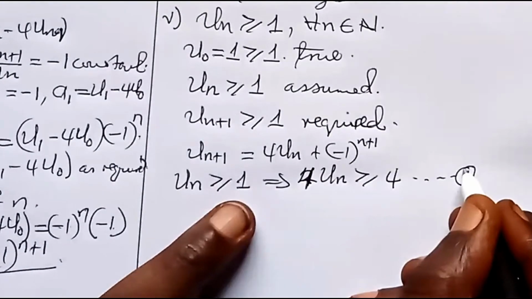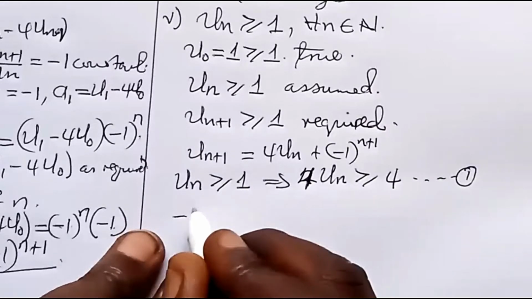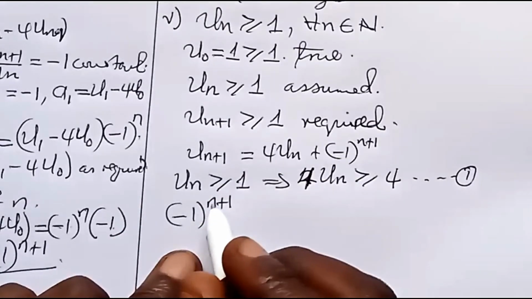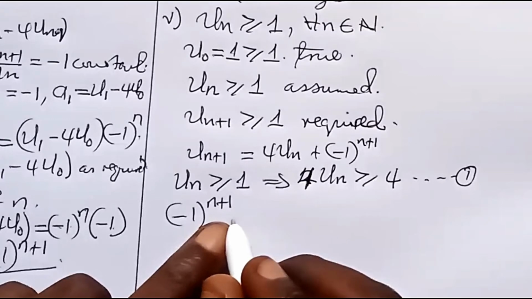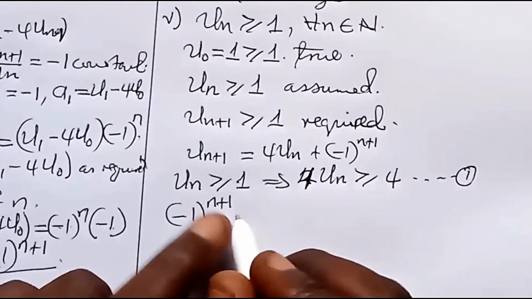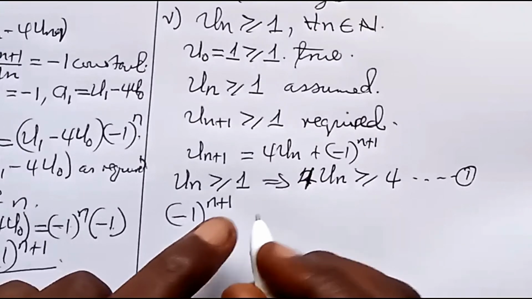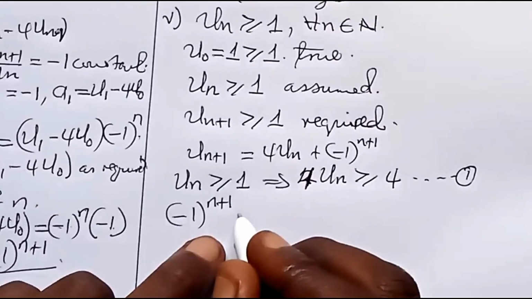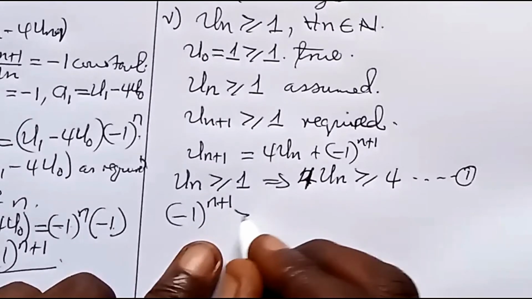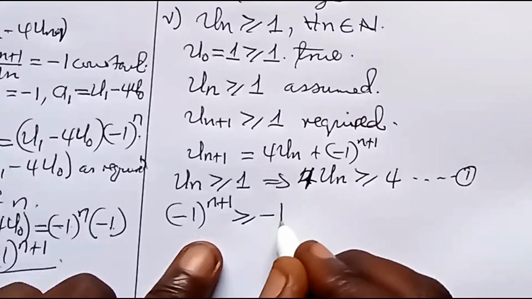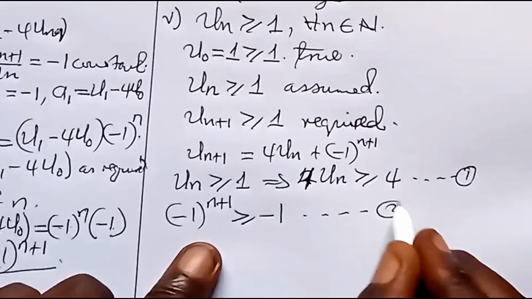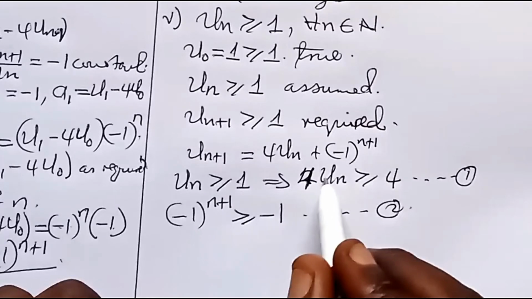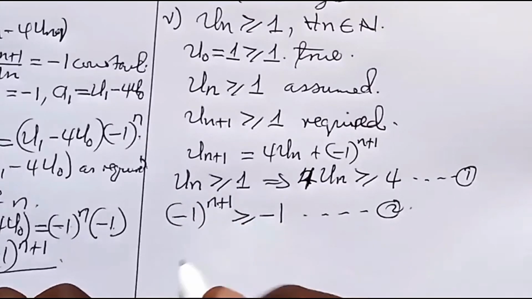I can call it the first relationship that I need. I also need negative 1 to the n plus 1. As we already said, it will either be negative 1, whatever the value of n, if n plus 1 is odd, or 1 if n plus 1 is even. So it means the least possible value of this expression will be negative 1. So we can write that this expression is greater than or equal to negative 1. And that gives another relationship. Now un plus 1 is the sum of these two, 4un and negative 1 to the n plus 1. So I can add them.